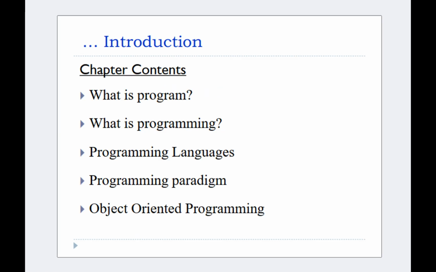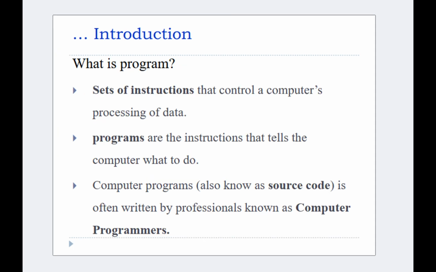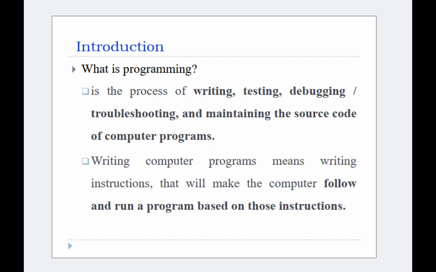Chapter 1 Introduction to OOP. Introduction. Chapter contents: What is a program? What is programming? Programming languages, programming paradigm, object-oriented programming. What is a program? Sets of instructions that control a computer's processing of data. Programs are the instructions that tell the computer what to do. Computer programs, also known as source code, are often written by professionals known as computer programmers.